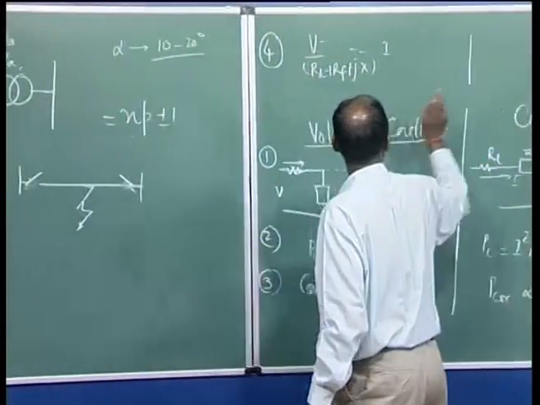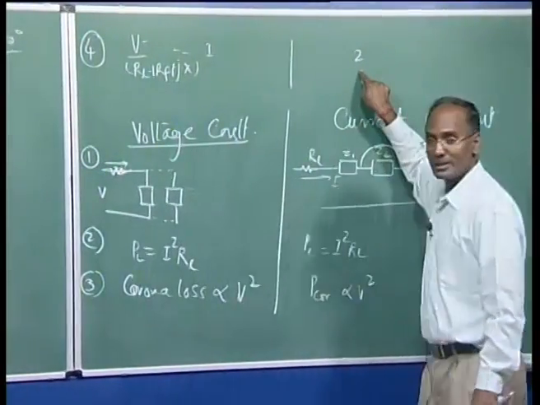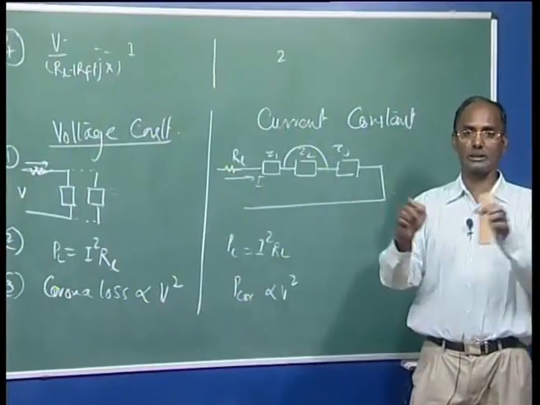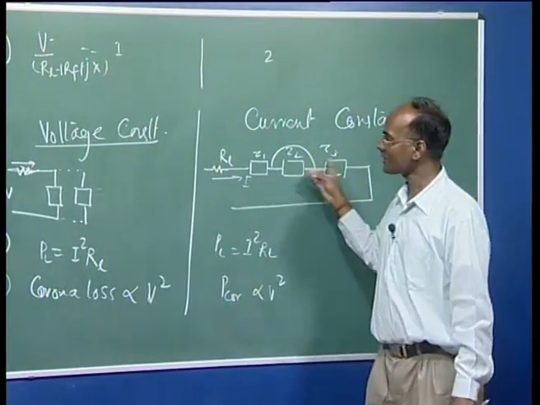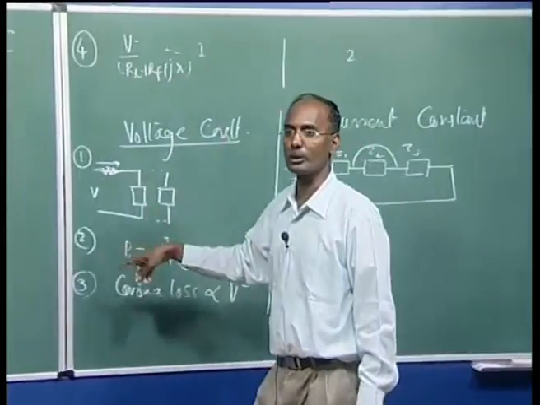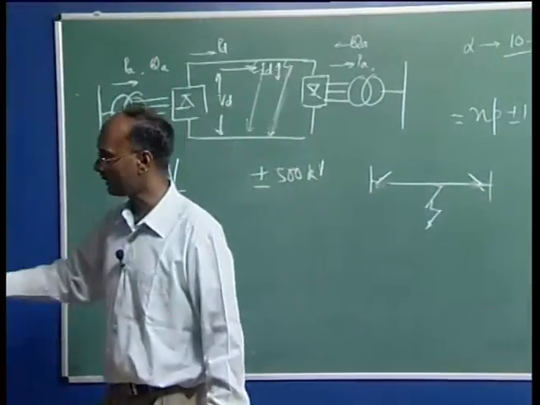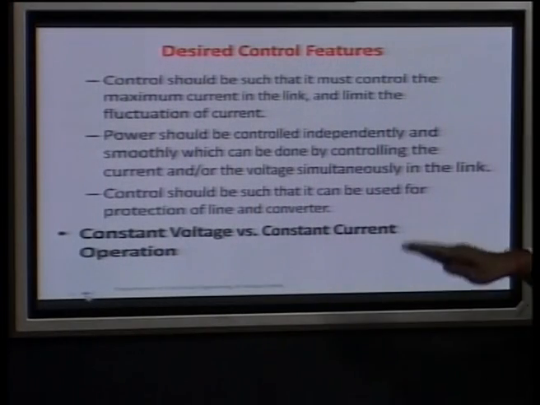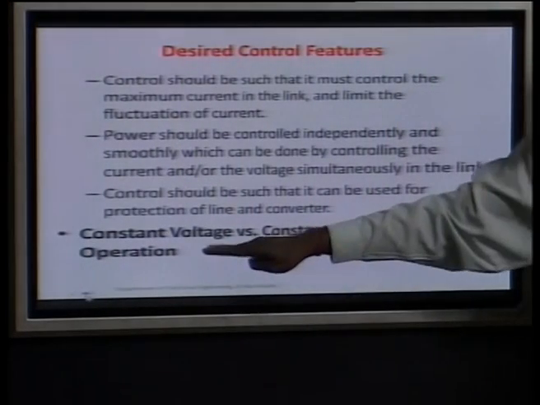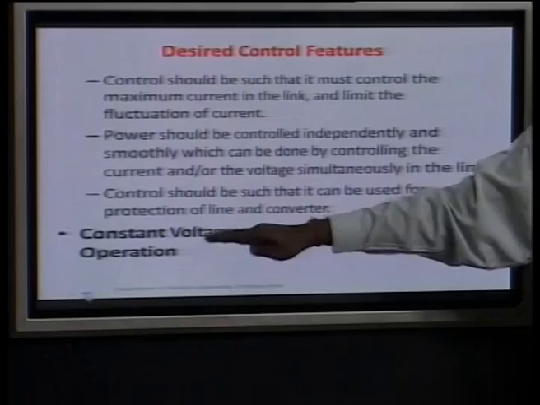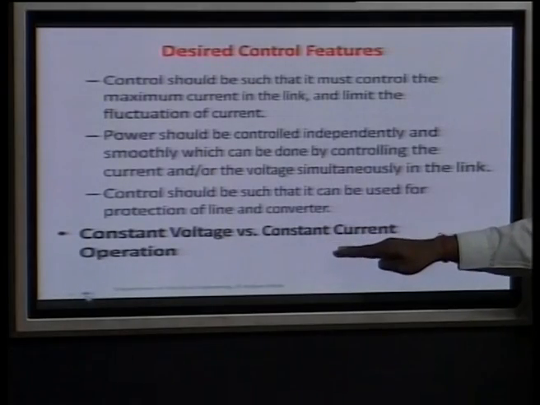So this feature basically advises that we should operate our HVDC link in the constant current mode and vary the voltage to control the power over the line. So now I hope it is justified why we are using constant current rather than constant voltage, which is practiced in the AC system. Here it is practiced in the DC system.